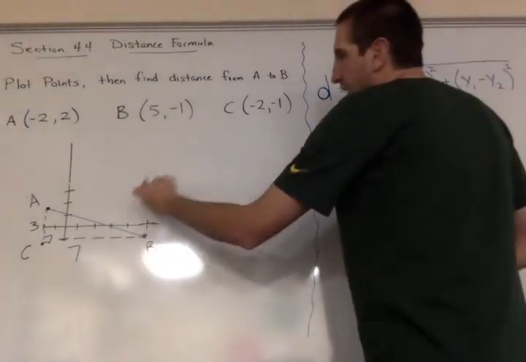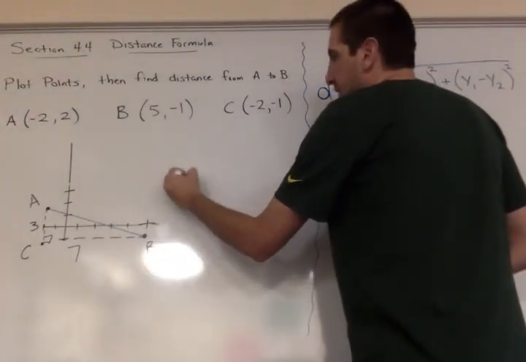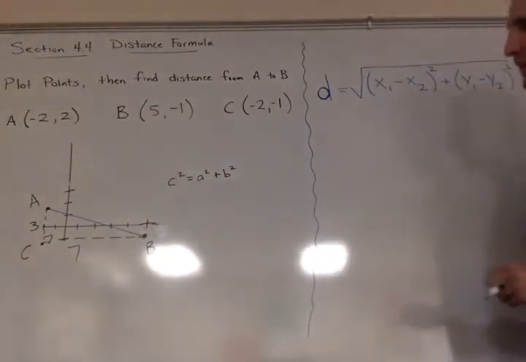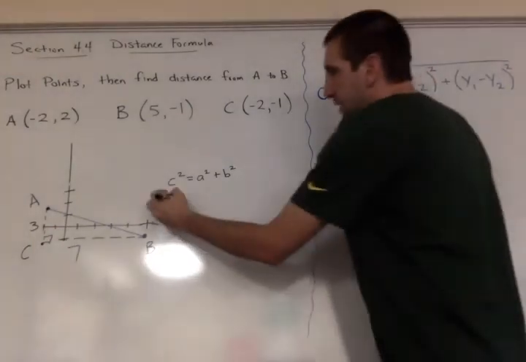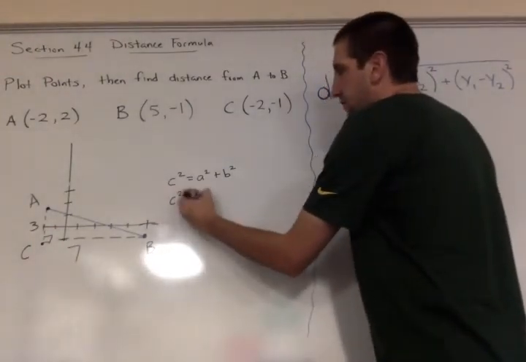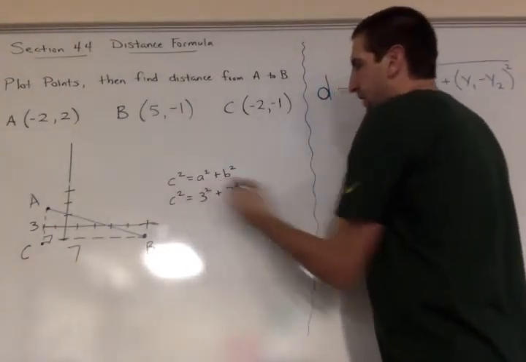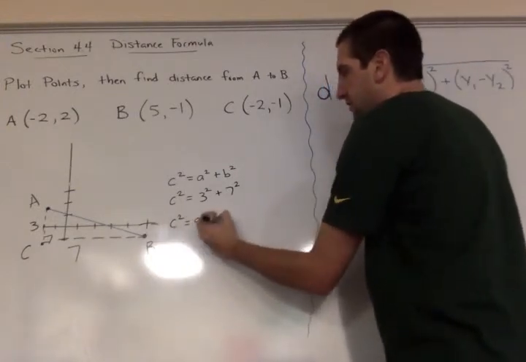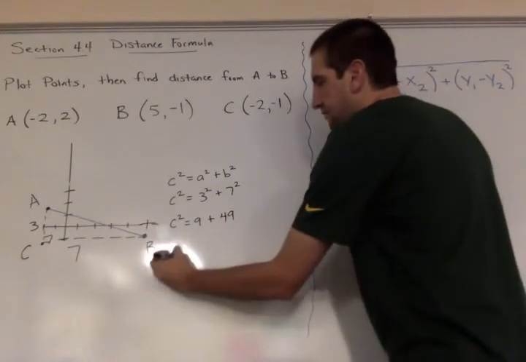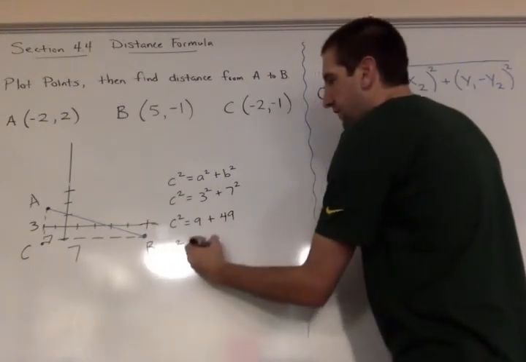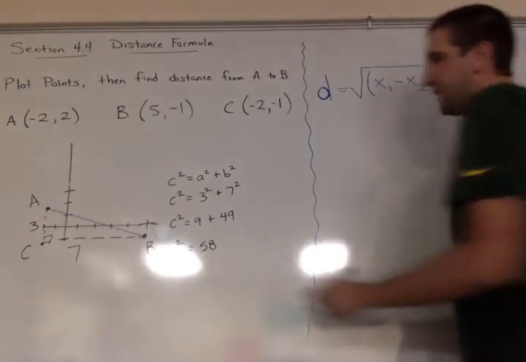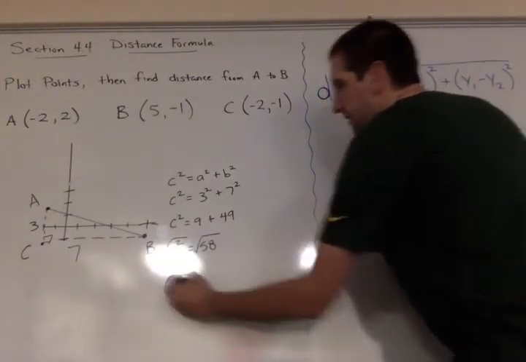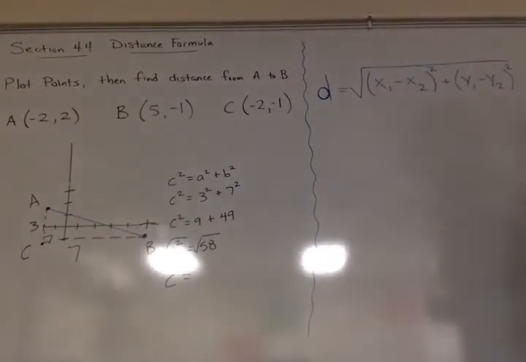So with this drawing, we can use the Pythagorean theorem, c squared equals a squared plus b squared, to calculate the distance from A to B. That would be c squared equals 3 squared plus 7 squared. If I continue, I get c squared equals 9 plus 49. C squared equals 58. Hopefully you remember our last step with the Pythagorean theorem because it's the same step on the distance formula today. Take the square root of 58.